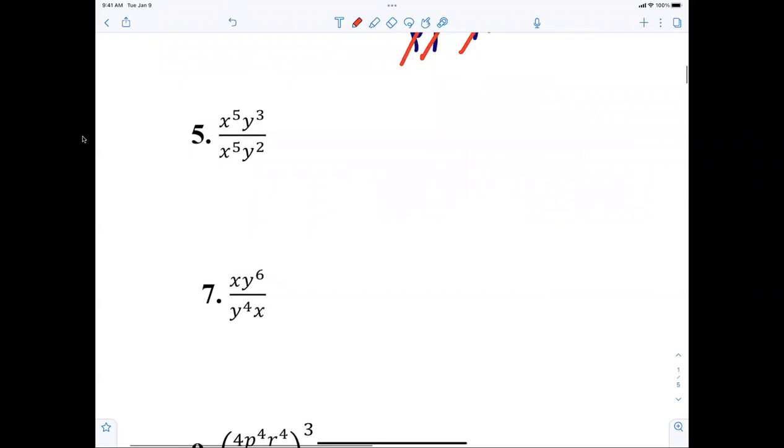Number 5. I got x to the 0 and y to the 1. Yes. Now, x to the 0, anything to the 0 power is always what? 1. So we don't have to put that down. Don't put anything. X to the 0 is the same as 1, so your final answer is just y. If you didn't know that, you can make yourself a note: anything to the 0 power is 1.